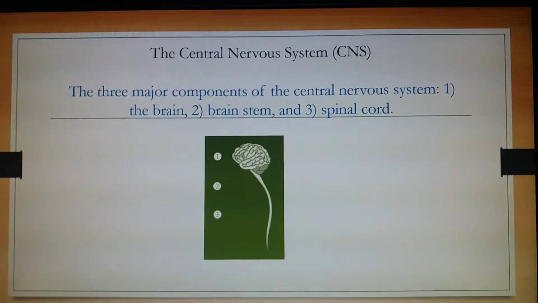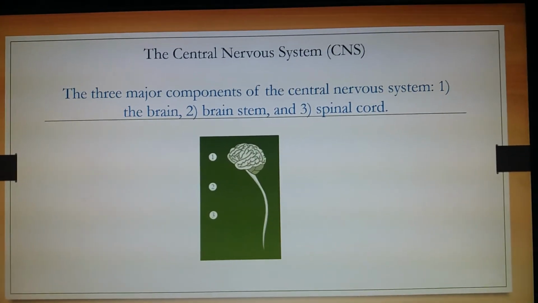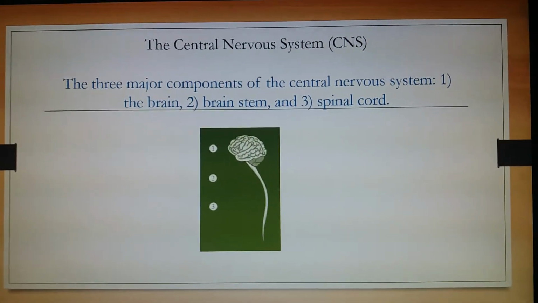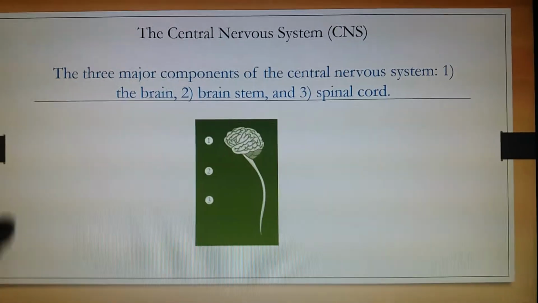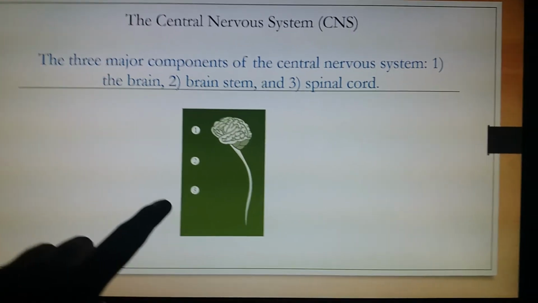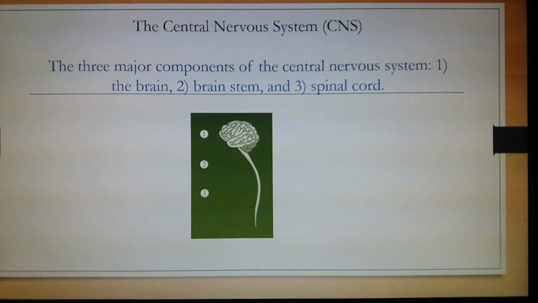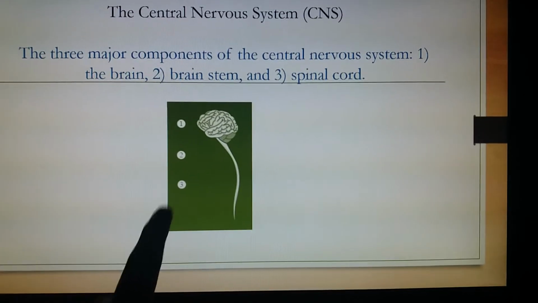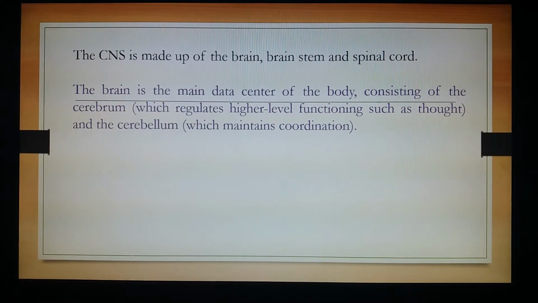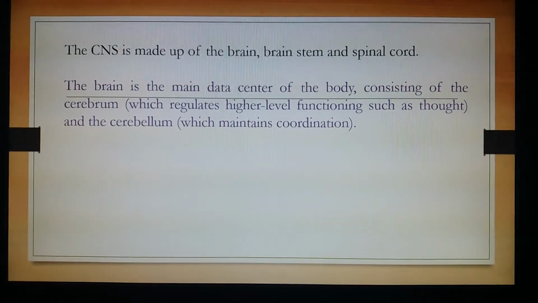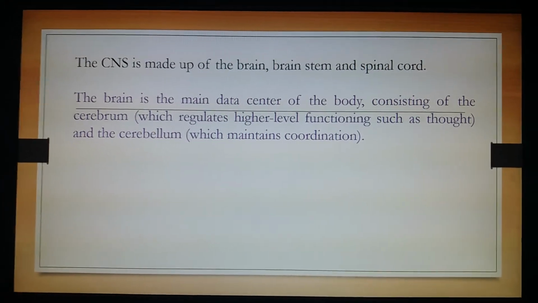The central nervous system has three major components. Number one is the brain. Number two is the brain stem. And number three is the spinal cord. The CNS is made up of the brain and spinal cord.